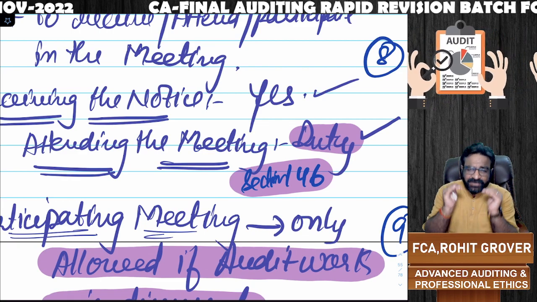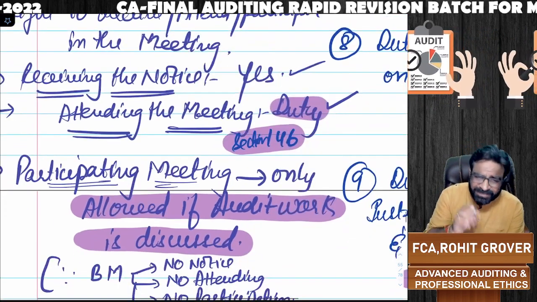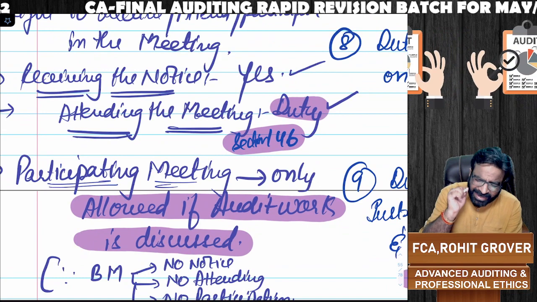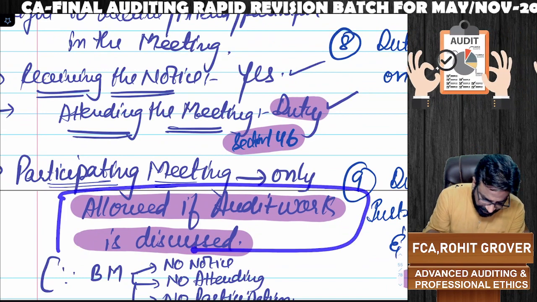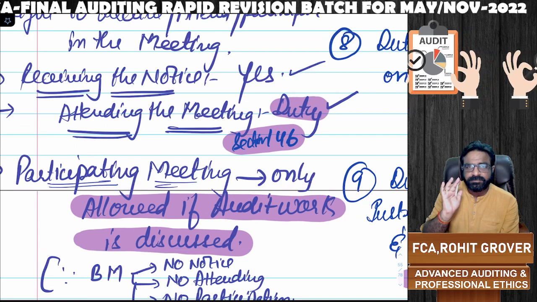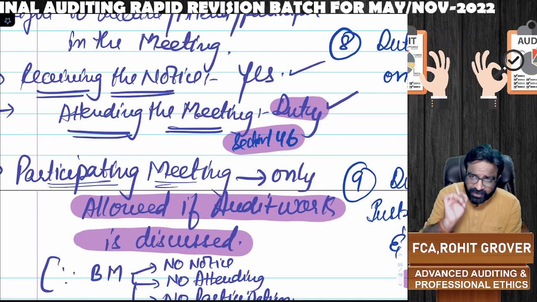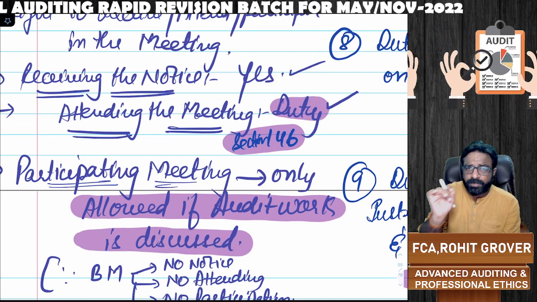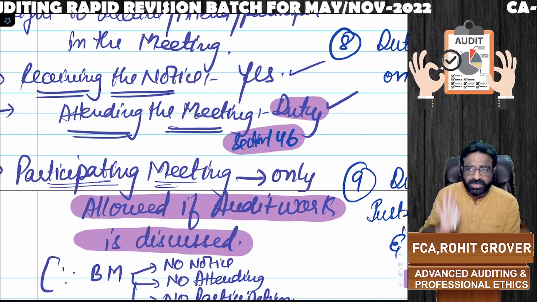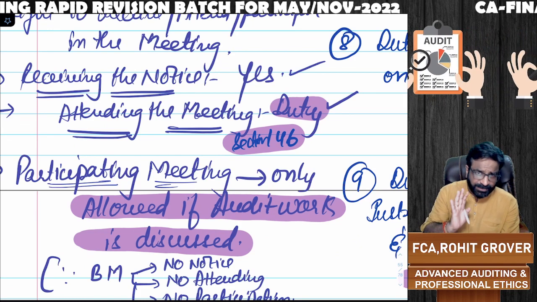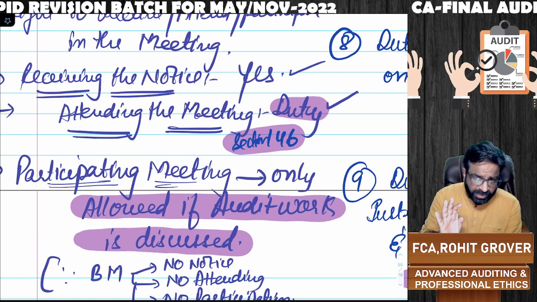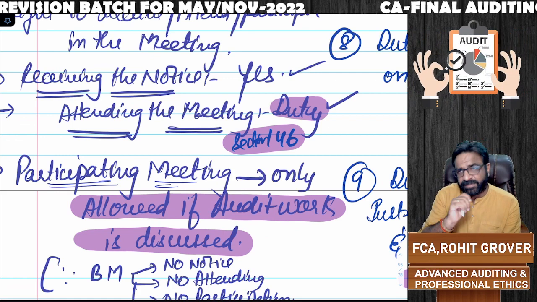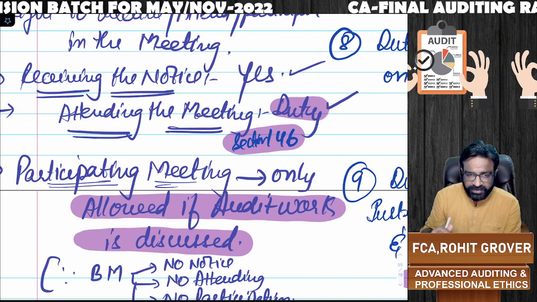Now, after attending the meeting, sir, can you participate in the meeting? You can only and only participate if your audit related work is being discussed in the meeting. If your audit related work is being discussed, you are allowed to participate. Otherwise, keep your mouth shut. You are not allowed to participate in the meeting till the time it is not recorded. But if the audit related work is being discussed, you are allowed to participate. Clear, everyone? Yes or no?